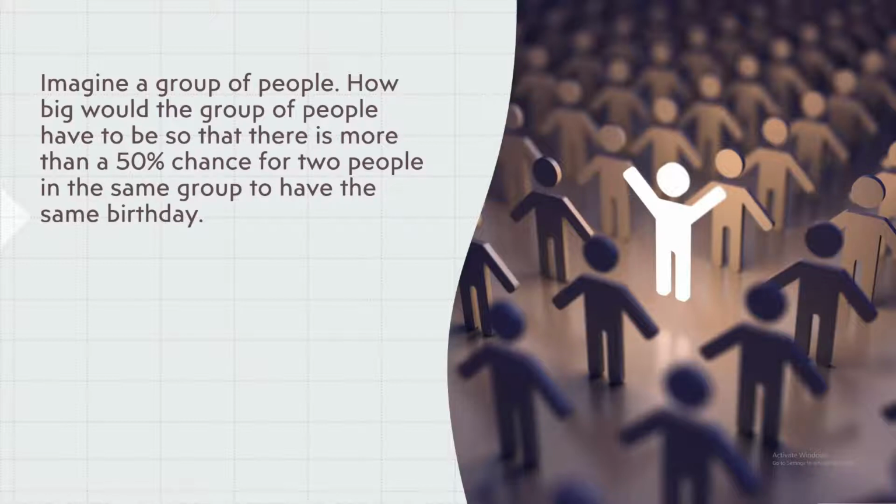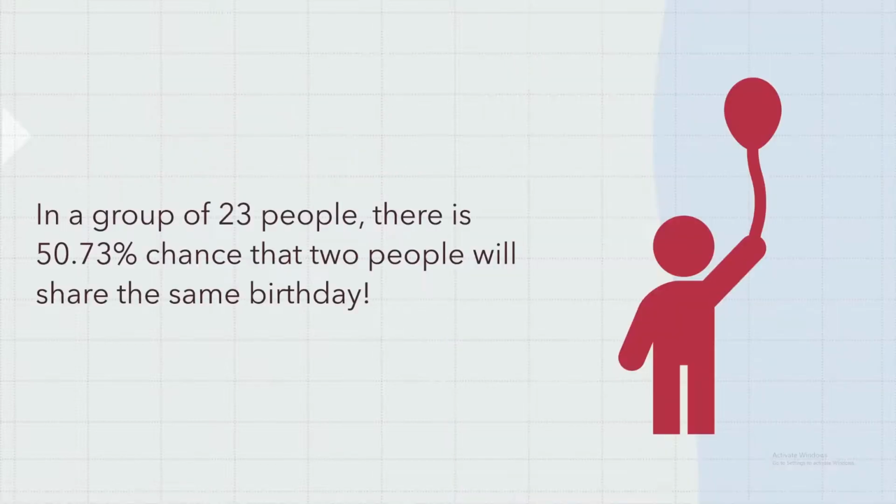Assume for the sake of simplicity we'll ignore leap years and there are no twins in the group. Take a moment to think about it. The answer might surprise you. In a group of 23 people, there is a 50.73% chance that two people will share the same birthday. How can this be when there are 365 days in a year?